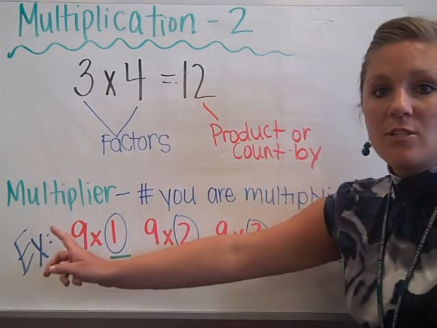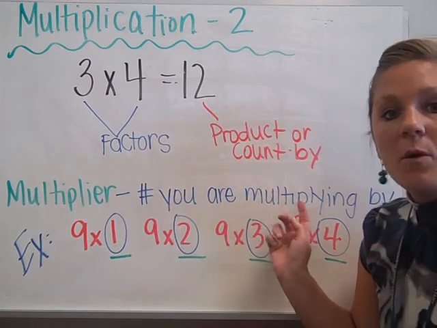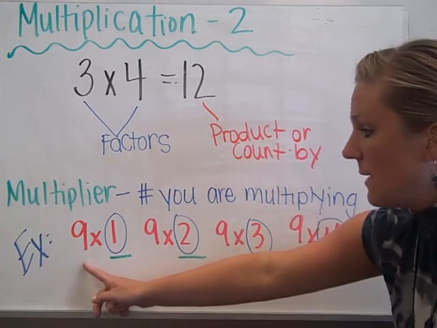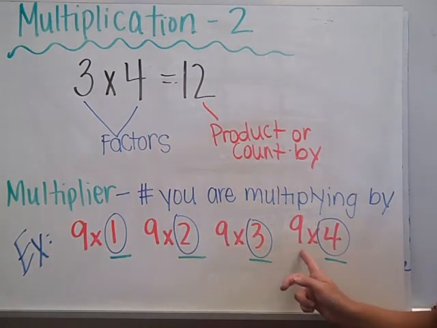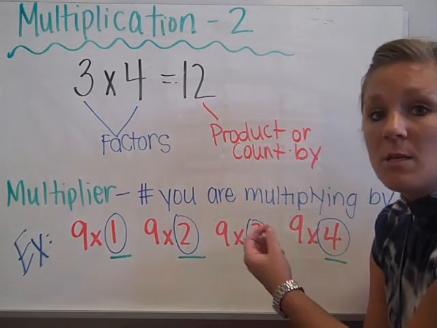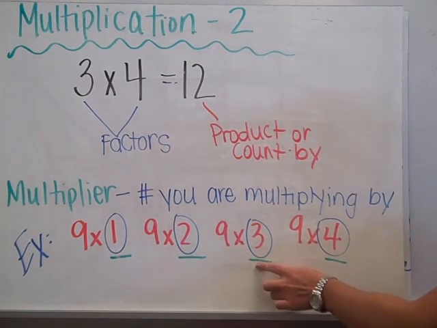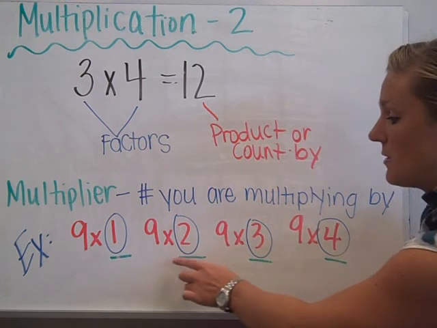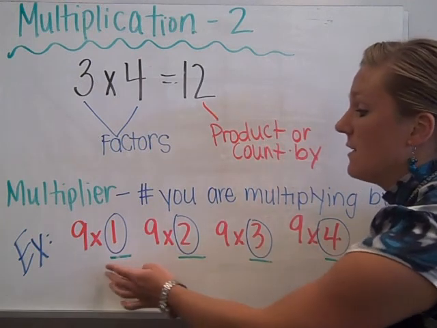Okay, the other word I want to introduce is multiplier. Multiplier is simply the number you're multiplying by. So in this example, 9 times 1, 9 times 2, 9 times 3, and 9 times 4. I'm multiplying 9 by 1, 2, 3, and 4. So these numbers are known as my multiplier. It's what I'm multiplying 9 by, okay?